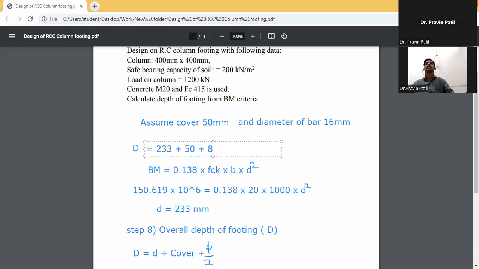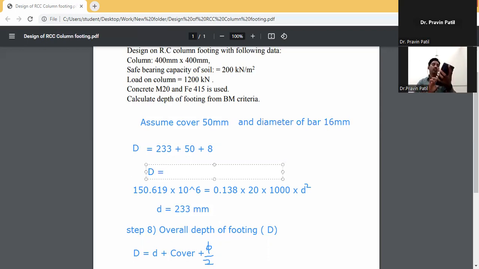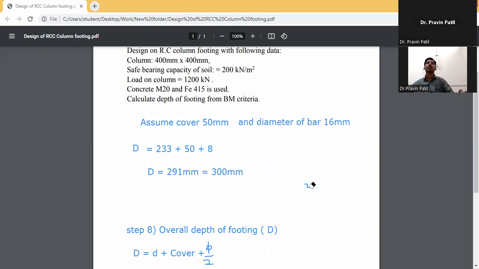Capital D is equal to 233 plus 50 plus 8. It will be 291 mm. Round the figure, take 300 mm.